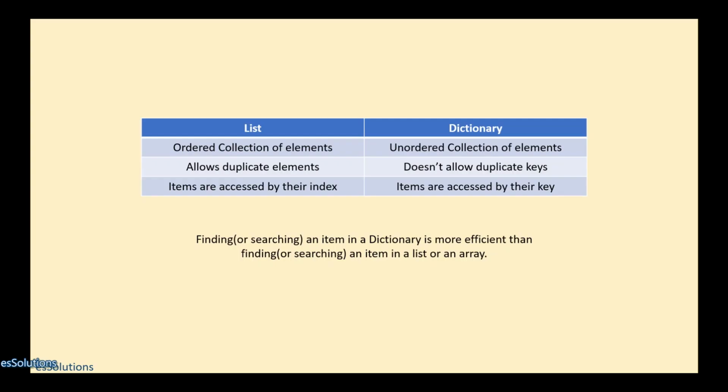But there was a final note I put there: when you are trying to search for an item in a dictionary, it is much more efficient than searching for an item in a list.